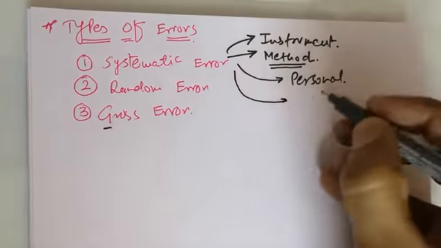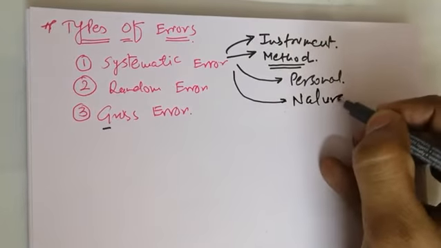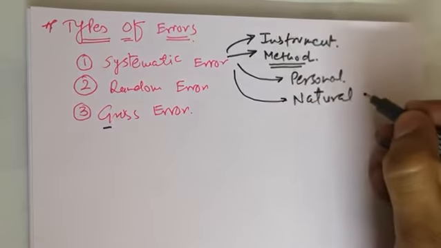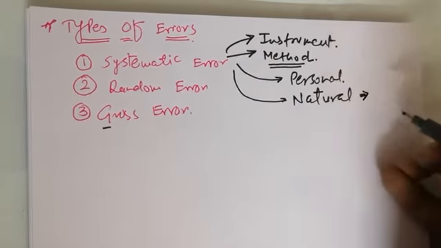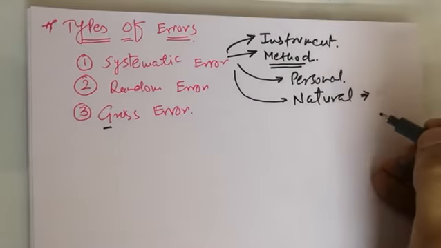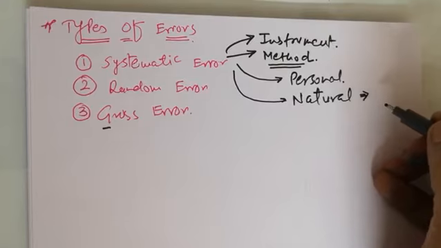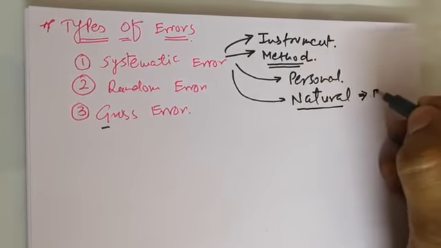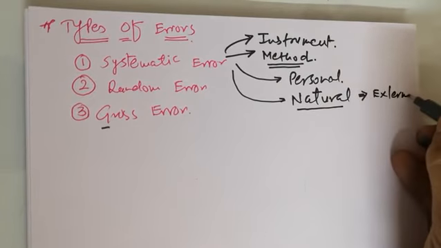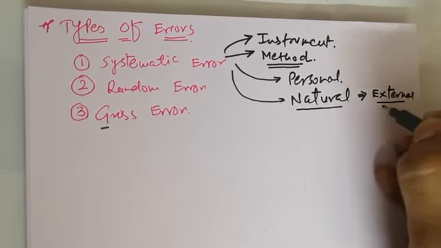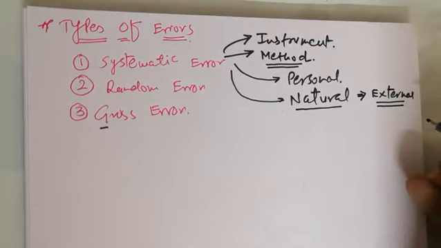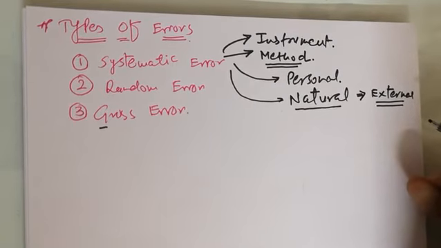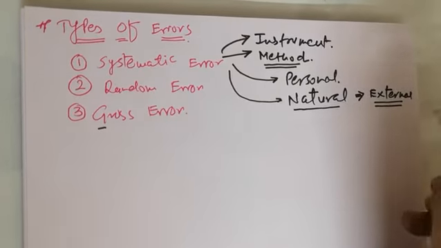The next one is called a natural error. As you are aware, nature is a predominant factor which does not allow you to read your observation with 100% accuracy, so it is called a natural error. It is sometimes called an external error, because nature is always playing its role. So natural error is also part of systematic error.